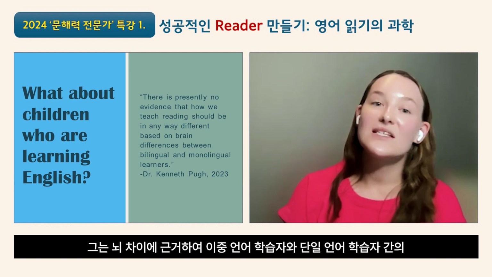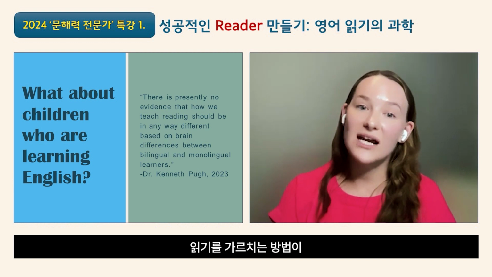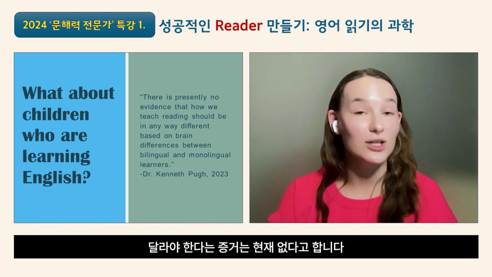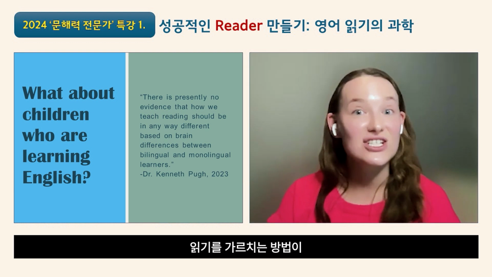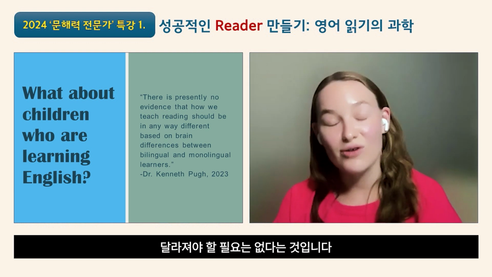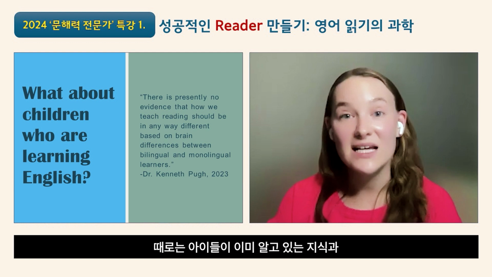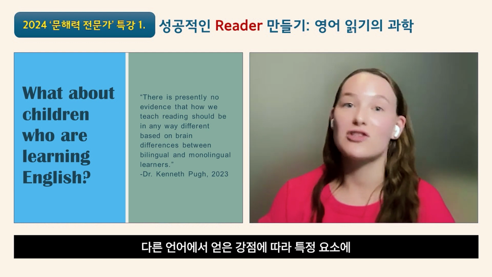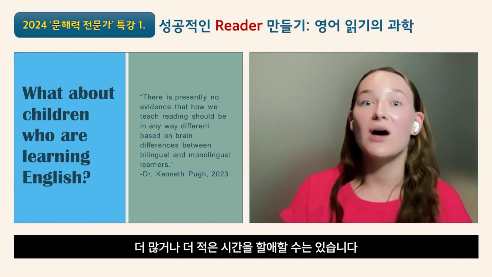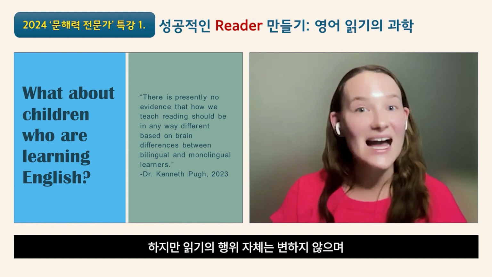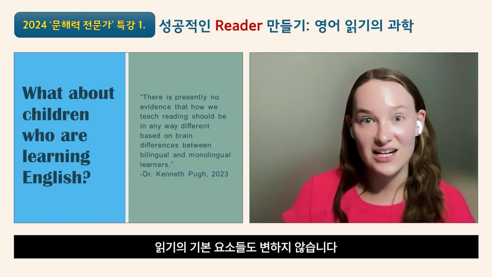He says, "There is presently no evidence that how we teach reading should be any different based on brain differences between bilingual and monolingual learners." In other words, there is nothing different about teaching someone to read who knows multiple languages. The ingredients of reading are the same. Sometimes we might need to spend more or less time on certain elements, depending on what a child already knows and the strengths that they are bringing from other languages. However, the act of reading doesn't change, and the underlying elements of reading also do not change.